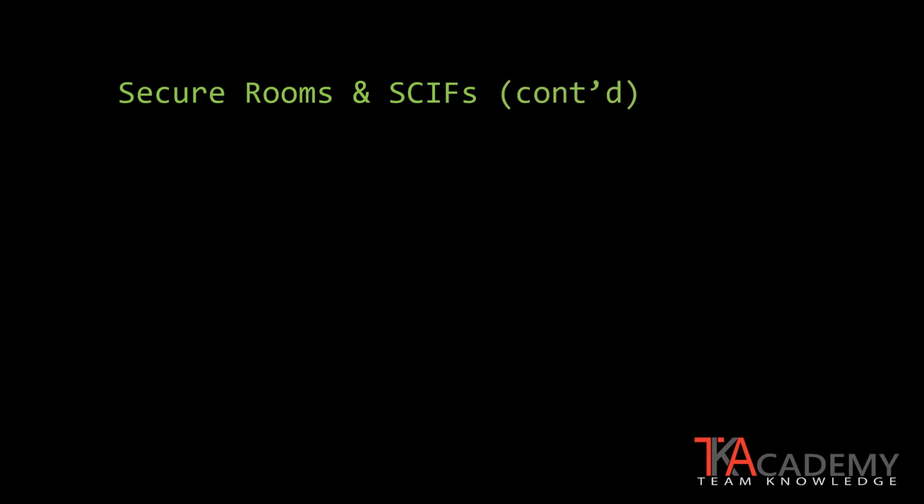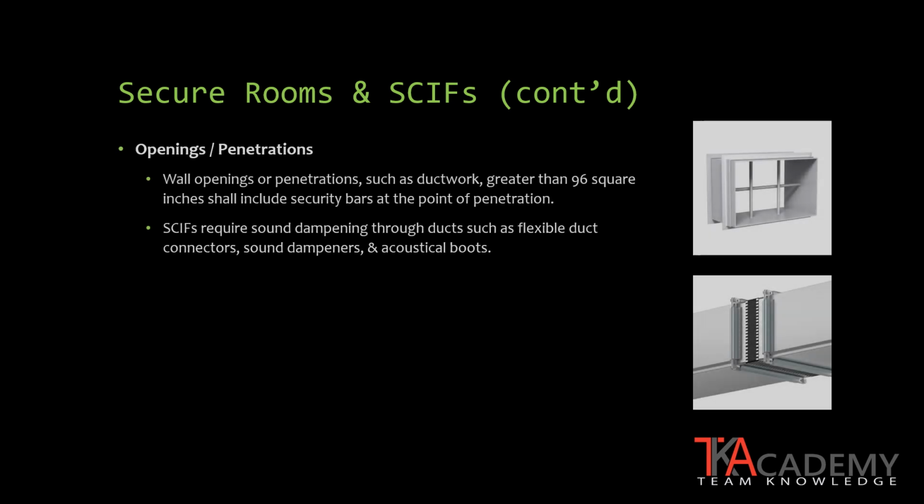Other than doorways, there will be openings and penetrations into secure rooms and SCIFs for things such as air ducts and piping. Air duct penetration through walls that are greater than 96 square inches shall include security bars placed within the duct at the point of penetration. SCIFs require sound dampening through these ducts by installing flexible duct connectors, sound dampeners, and acoustical boots to mitigate the sound transmission from the SCIF into other areas of the building.